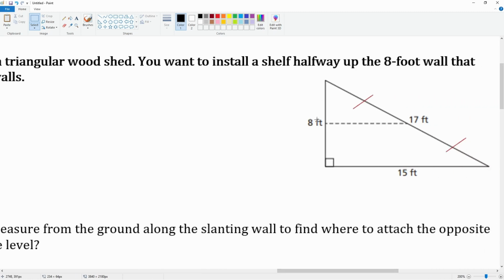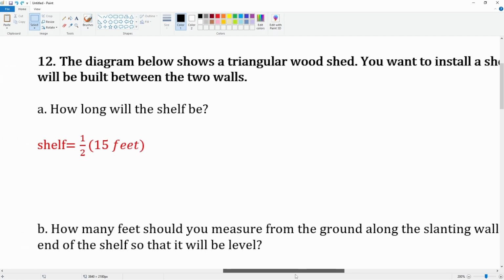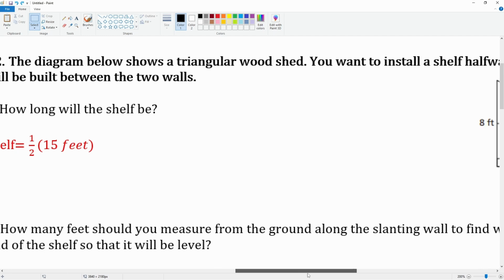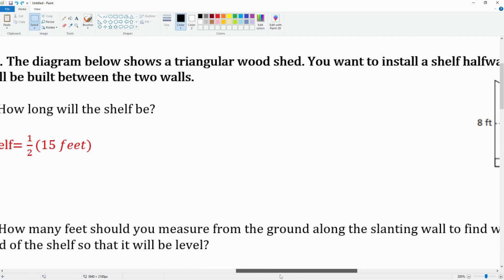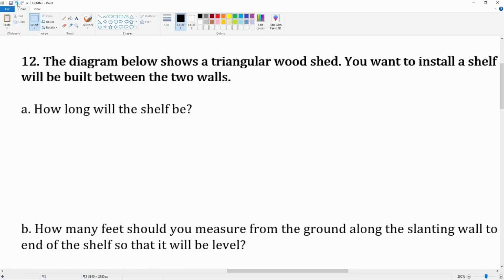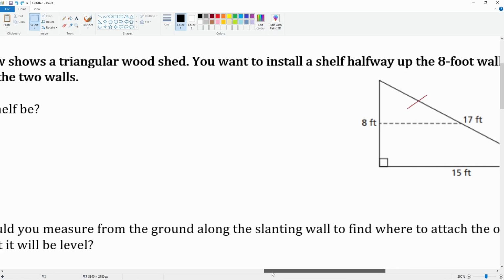The idea of halfway is related to the mid-segment. Okay, so we can say that the shelf, which is the mid-segment, is going to be half. That's the definition of the mid-segment of the base. So the base is 15 here. So if we half the 15 feet, we get 7.5 feet. That is actually the shelf's length. Okay, that is based on the mid-segment, right?